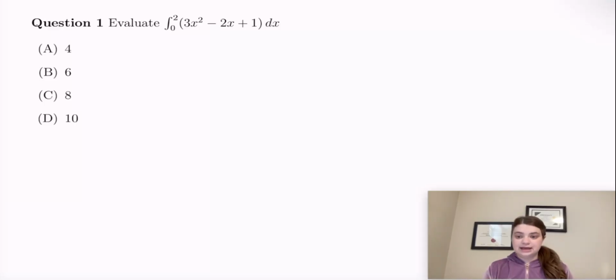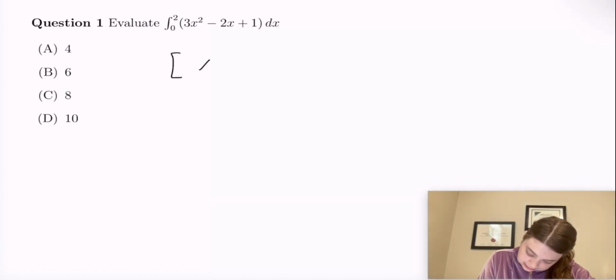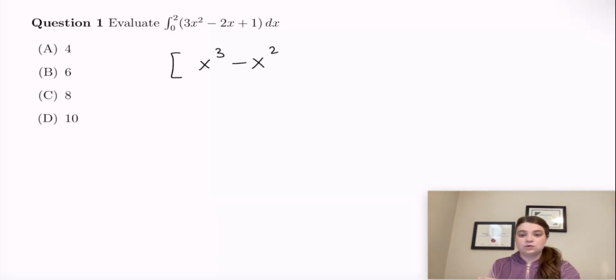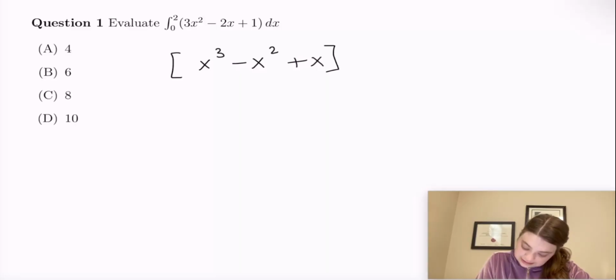So first I'm going to take the integral as I normally would. So we're going to end up getting x cubed, right? Because the antiderivative of 3x squared would be x cubed, just using power rule. Then for negative 2x, we would get negative x squared, because recall that the derivative of negative x squared is negative 2x. And then for 1, we'll get x. And then we're going to have the bounds of 0 to 2 for this.